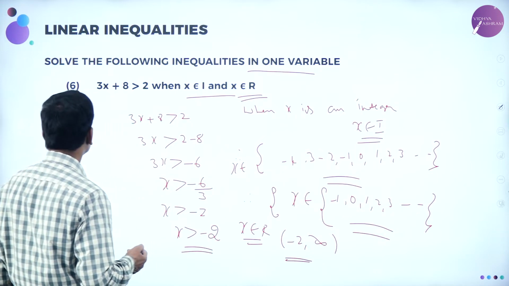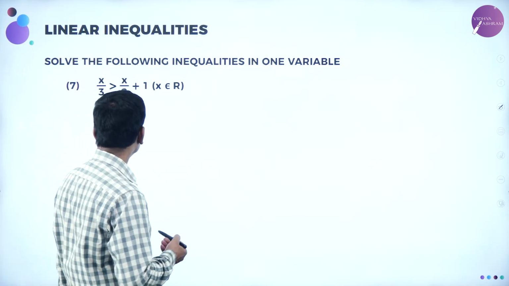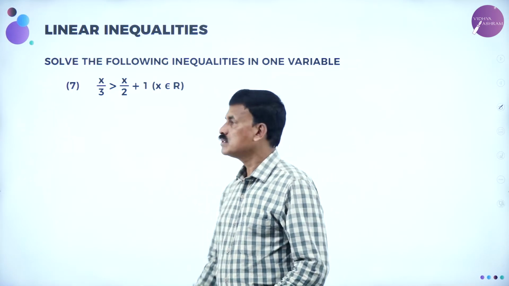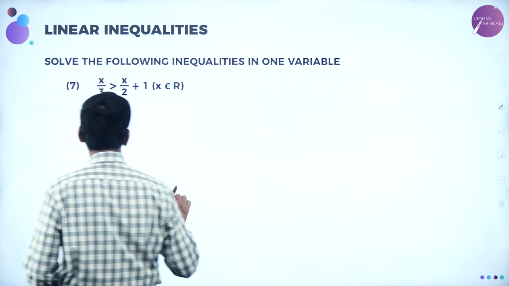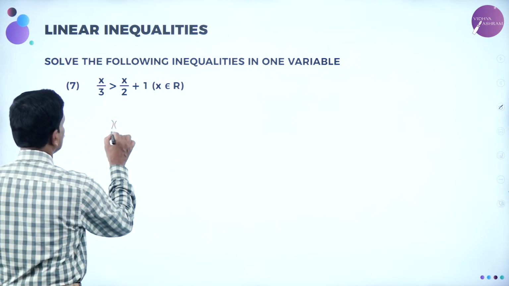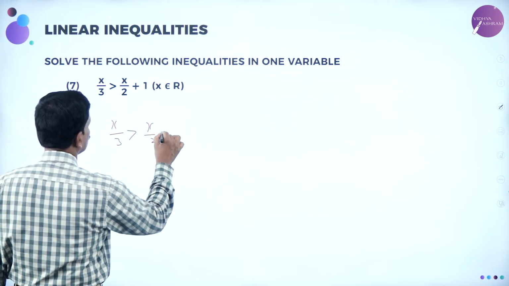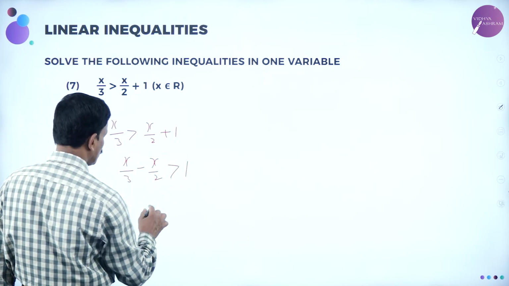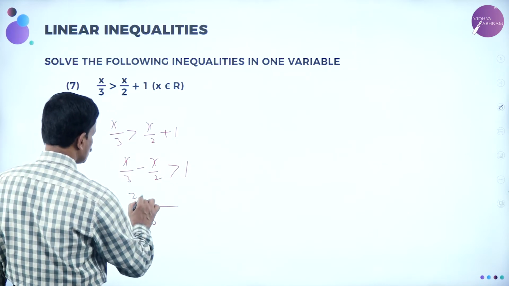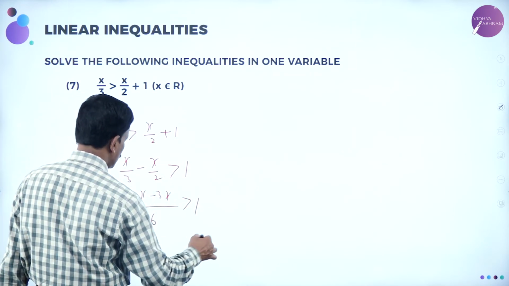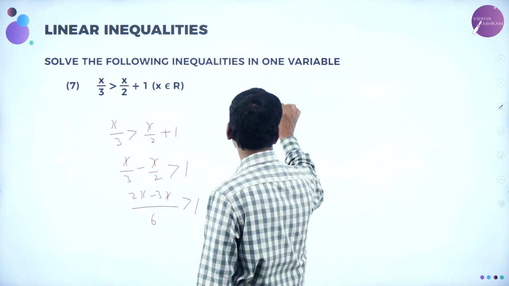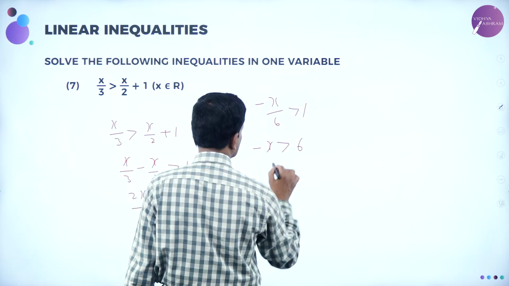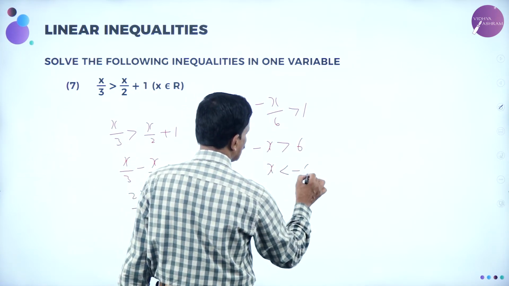Now, let us come to the next problem. x by 3 greater than x by 2 plus 1, where x belongs to real numbers. Now, this can be solved very easily. Here x by 3 is greater than x by 2 plus 1. This can also be written as x by 3 minus x by 2 is greater than 1. Take LCM. 6 is the LCM. This is 2x minus 3x over 6 is greater than 1. So, 2x minus 3x is minus x by 6, greater than 1. Minus x is greater than 6. So, therefore, x is less than minus 6.